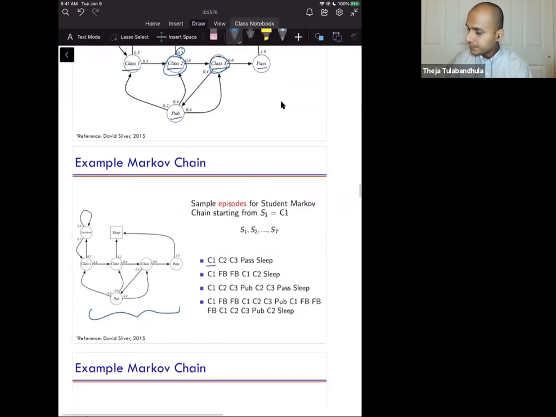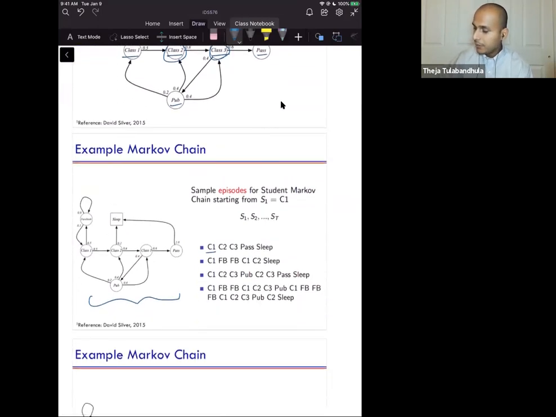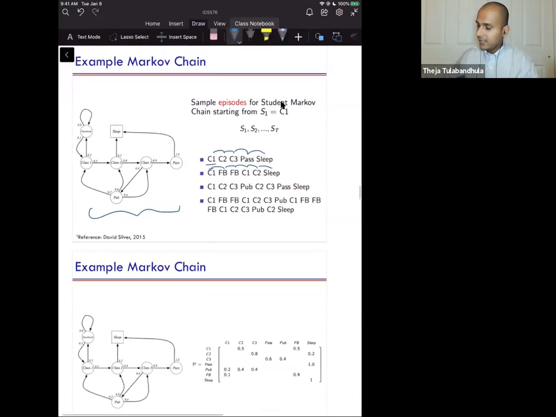So if you start from class 1, maybe go to class 2, class 3 in one particular realization, maybe go to pass and then sleep. Maybe in some other sequence, you go from class 1 to Facebook, class 1, class 2, and then sleep, and so on. So these are all realizations that can happen, like time series sequences. Or if you think of language models, it's like sentences, essentially.